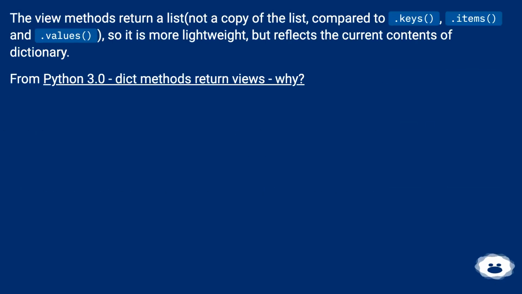The view methods return a view, not a copy of the list, compared to .keys, .items, and .values, so it is more lightweight, but reflects the current contents of the dictionary. From Python 3.0, dict methods return views. Why?